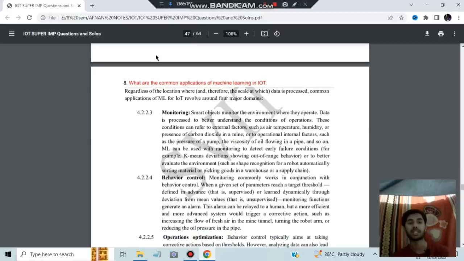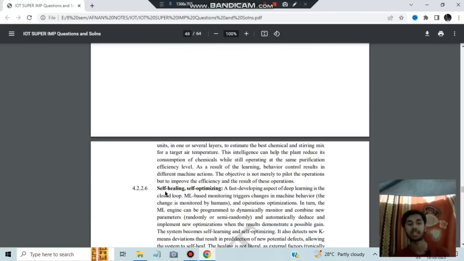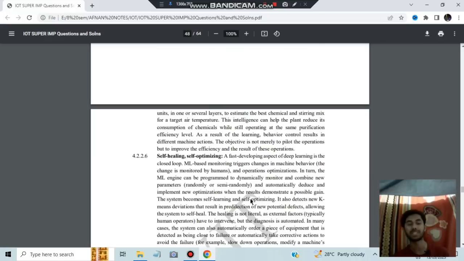Okay, next we have: what are the common applications of machine learning in IoT. In IoT we have four different kinds of applications: monitoring, behavior control, operations optimization, and self-healing or self-optimizing. So if you go through it once, you will get to know what it actually means. Basically, it's self-explanatory. Whatever that term suggests, that only it is.